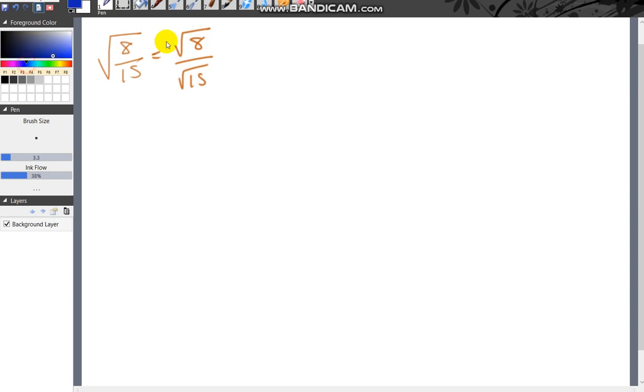So couple ways you could do this. You could actually break up square root of 8 if you want. If you see it's 2 square root of 2, then you can multiply top and bottom by square root of 15. You can do that as well. Or what you can do is just keep things simple. You want to get rid of the square root of 15 in the denominator, so multiply top and bottom by square root of 15. So square root of 8 times square root of 15 is going to be square root of 120. Square root of 15 times square root of 15 is going to be 15.